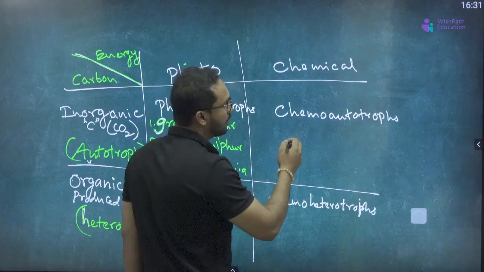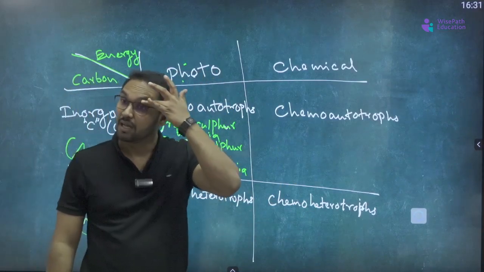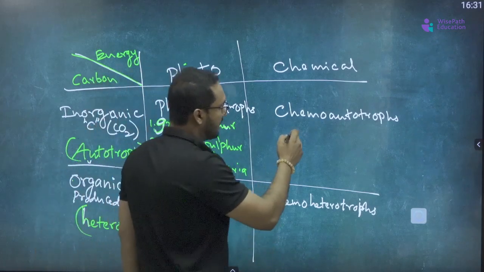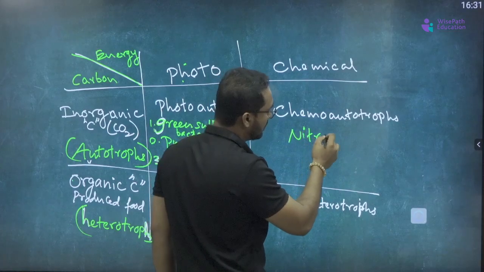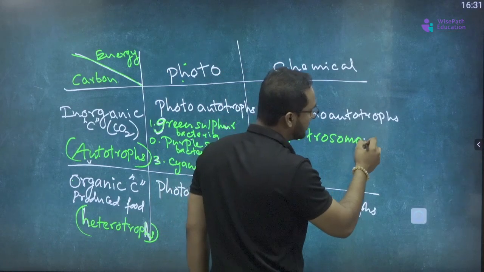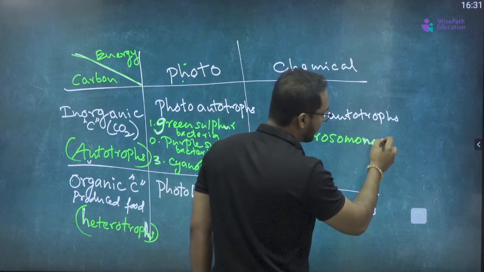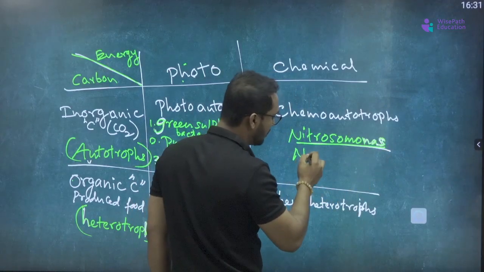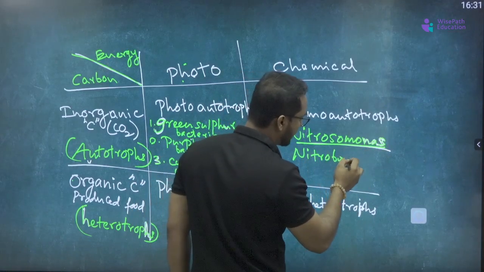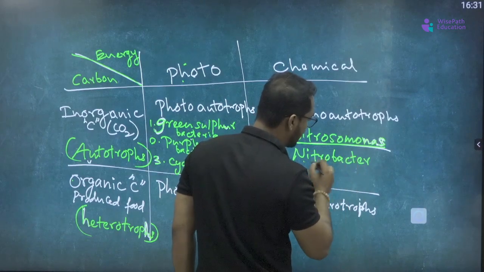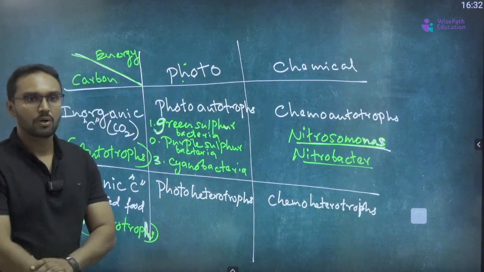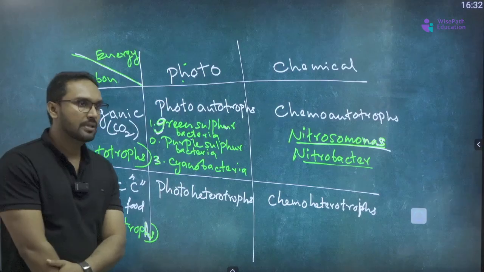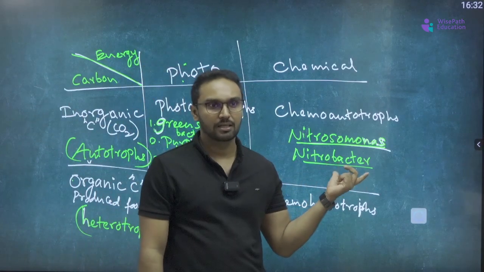Two of the autotrophs are there, right? You have to remember that these will be asked in the MCQs and even in the structured questions. The two are Nitrosomonas and Nitrobacter. Nitrosomonas and Nitrobacter are the two chemoautotrophs.